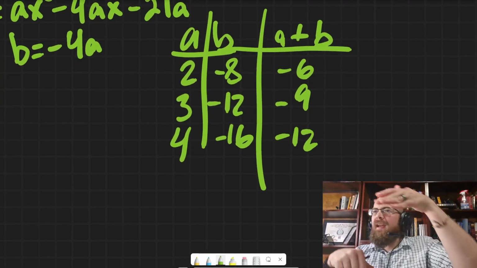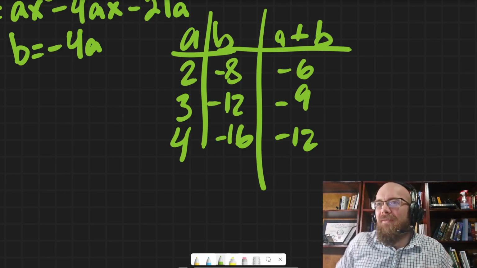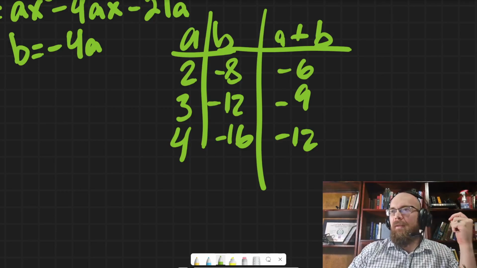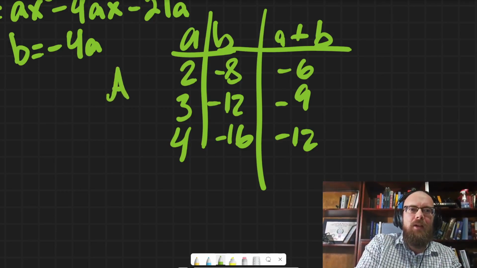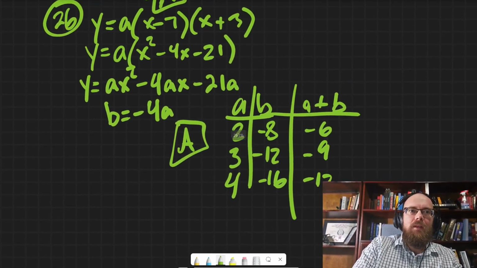Oh, wait, hold on, they have negative 6. What am I doing? 2 minus 8 is negative 6. Yeah, so they have that, and from there it just gets more and more negative. So they do have that. I don't know why I skipped over option A. Okay, so that was 26.